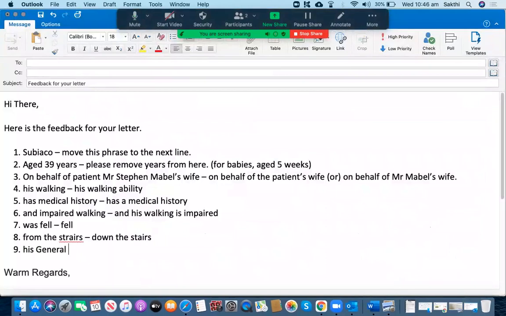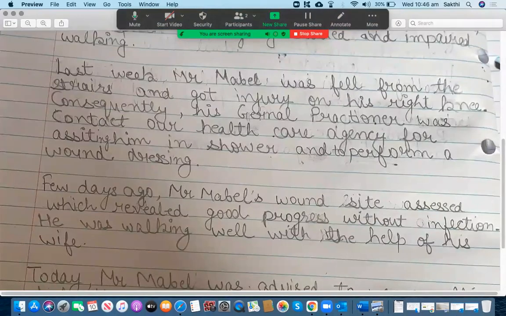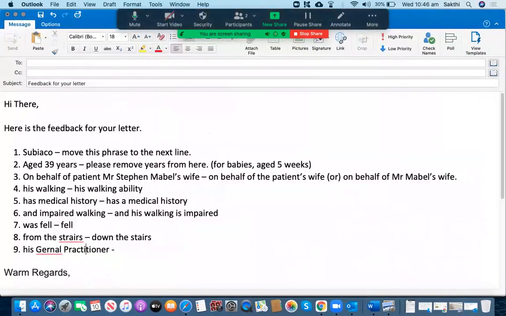His general. Okay, so what you have mentioned is journal. Okay, sorry, journal practitioner. So this is what you have written now. Practitioner. Spelling mistake. General practitioner. So what you should have done is, this practitioner is wrong. So he's general practitioner. Don't use the capital letter here. Just the small letter is enough.